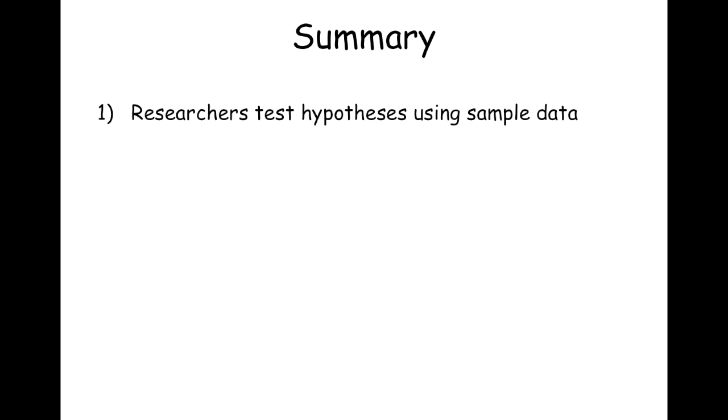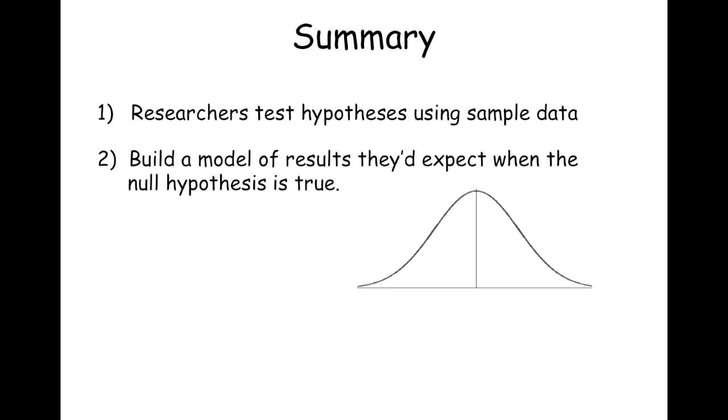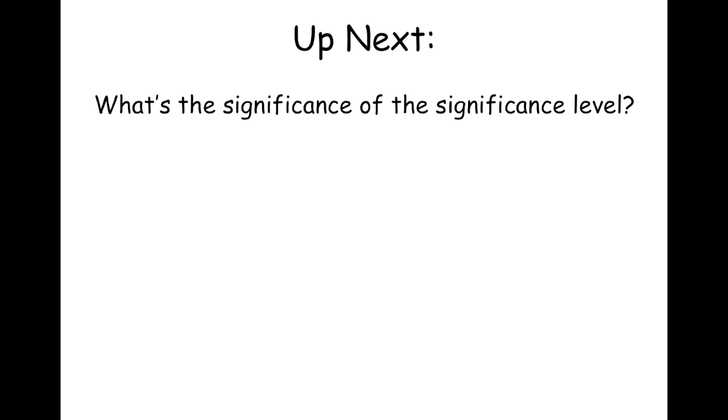To summarize, the first two steps in hypothesis testing are to state the research and null hypotheses and then create a model of the null hypothesis. The researchers then collect their data and conduct statistical tests, which will be used to make a decision about their results. The next video in this series focuses on the significance level.